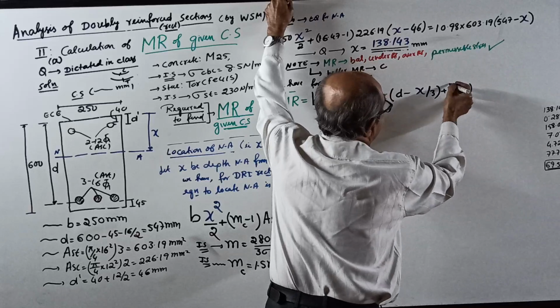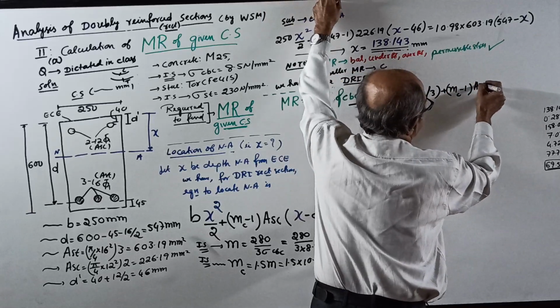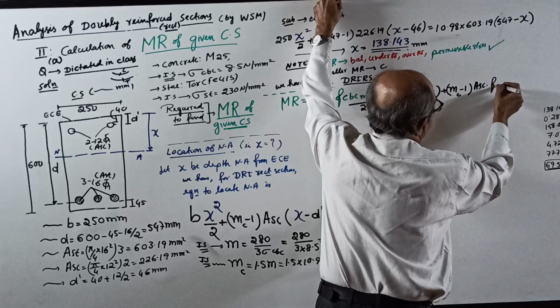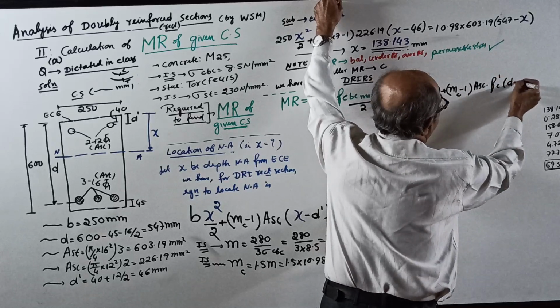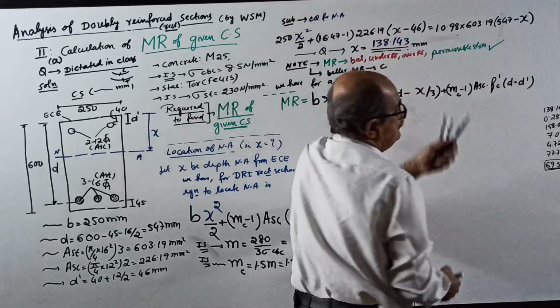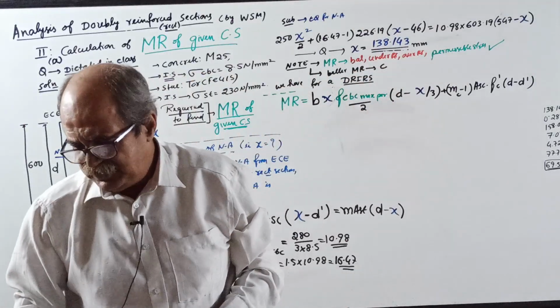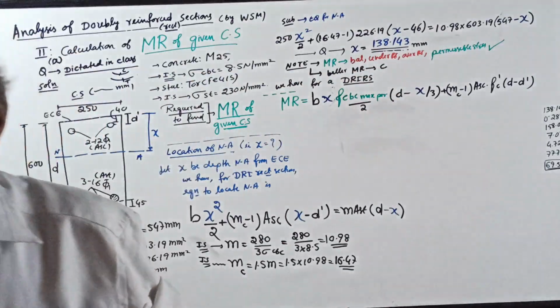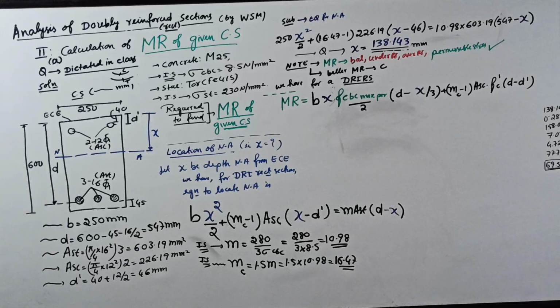MC minus 1 into ASC into FC dash into D minus D dash is the equation. Checking there, as usual. Risk factor is there, no? That's why I do not want it. Okay, no problem.